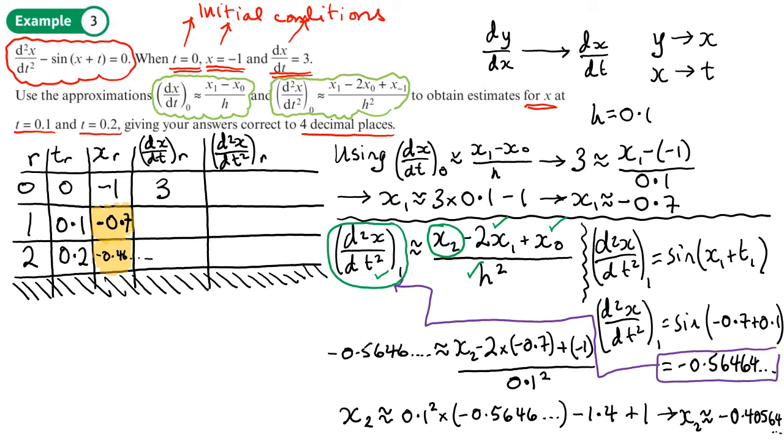So let's write down our solutions. My approximation for x1, that's approximately negative 0.7. My approximation for x2, if I'm giving my answers to 4 decimal places, so I should really write this for the first one, and for the second one, negative 0.4056. So there we go.